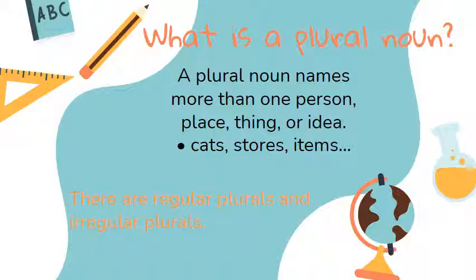So there are regular plurals and irregular plurals. You would notice that we will have regular plural nouns and we will have irregular plural nouns. As we always say, anything regular follows a certain rule. Anything irregular is naughty and doesn't like to follow rules.